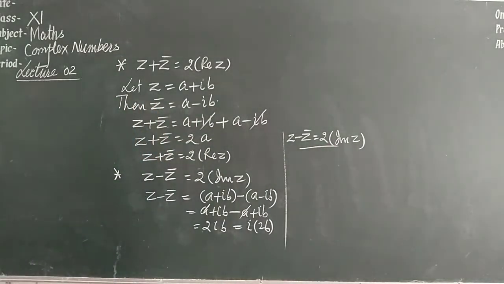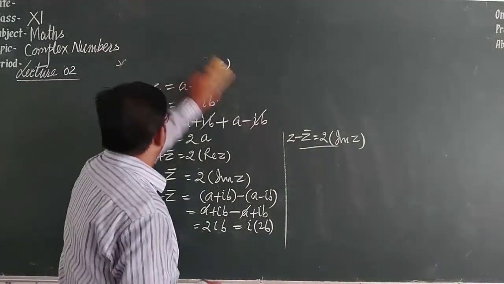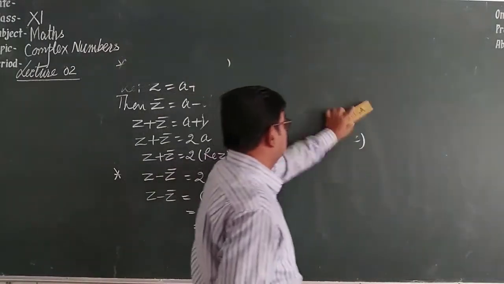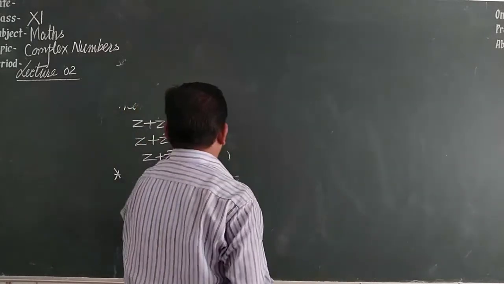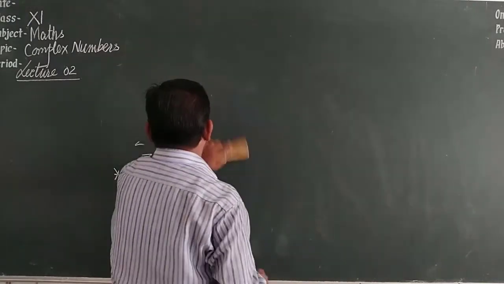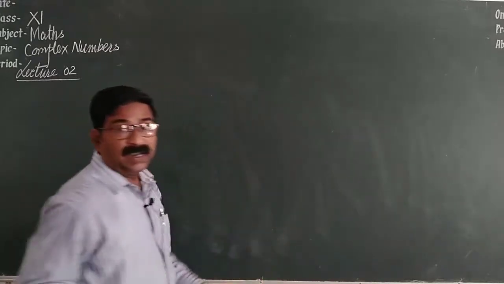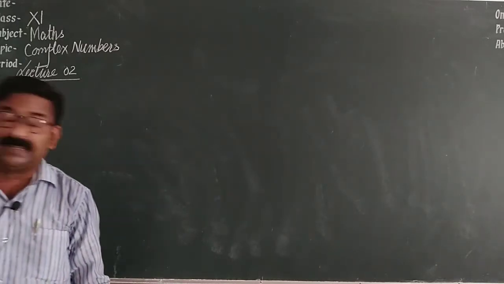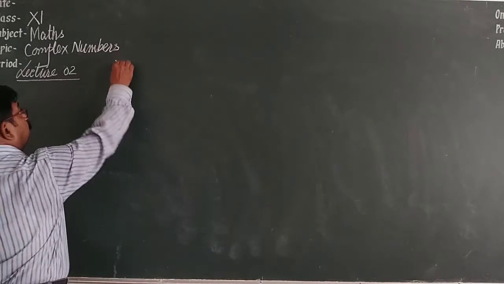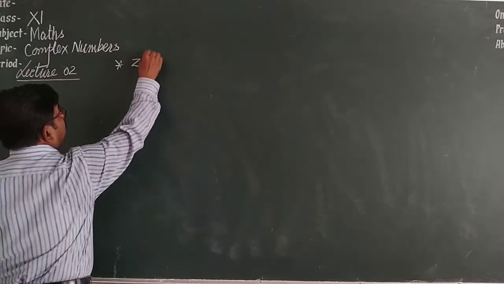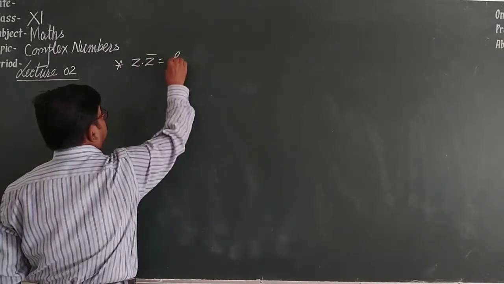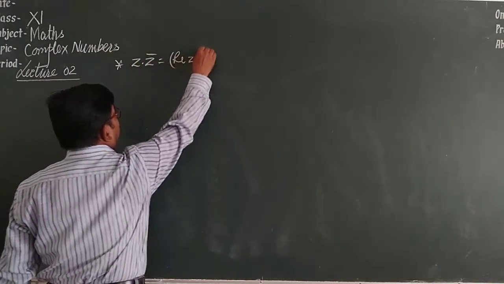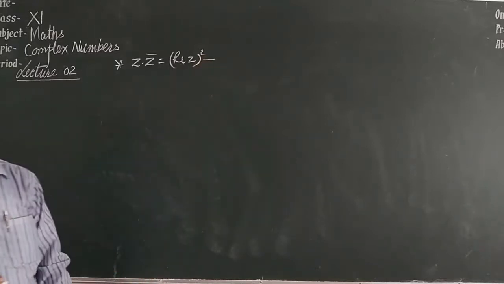Now it's turn to get the product. Let's see z and z bar. Let's see what happens when we multiply a complex number and its conjugate. A complex number and its conjugate, that is real part plus imaginary part. See, z into z bar is equal to real z square plus imaginary z square.